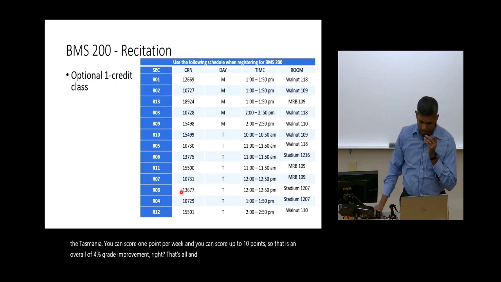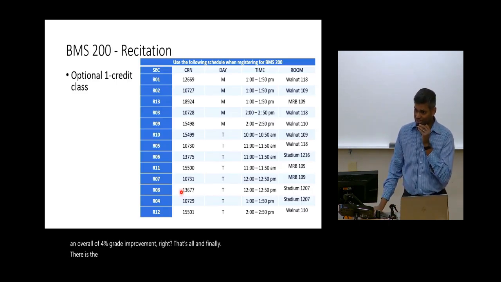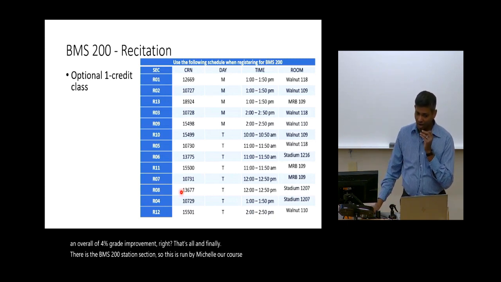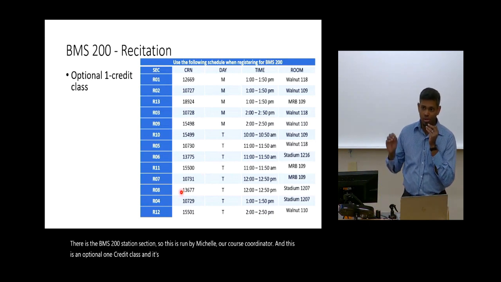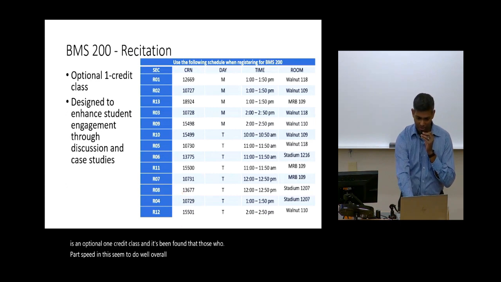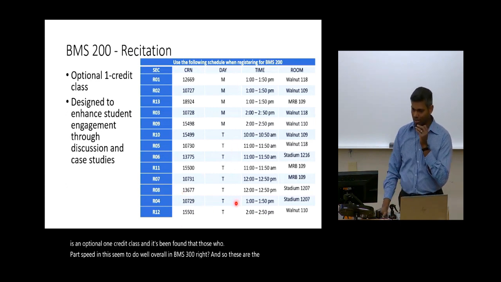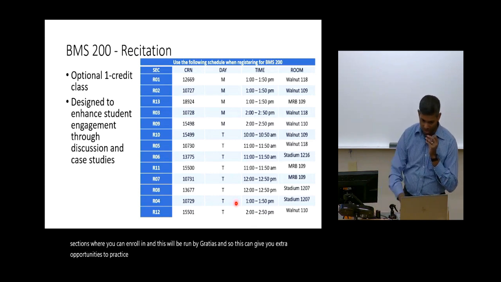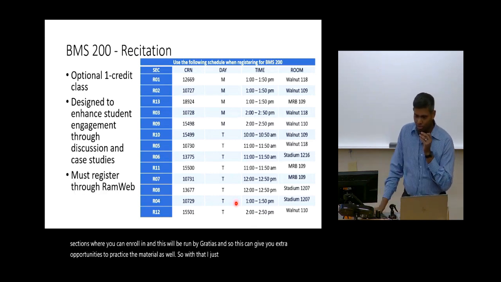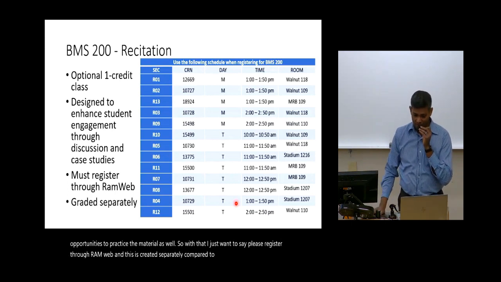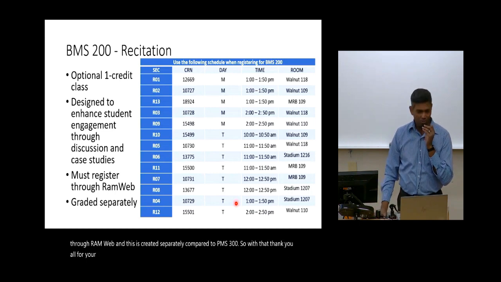And finally, there is the BMS 200 recitation section. This is run by Michelle, our course coordinator, and this is an optional 1 credit class, and it's been found that those who participate in this seem to do well overall in BMS 300, right? These are the various sections where you can enroll, and they will be run by grad TAs, so this can give you extra opportunities to practice the material as well. With that, please register through RamWeb, and this is graded separately compared to BMS 300. Thank you all for your time, and I will see you tomorrow in class.